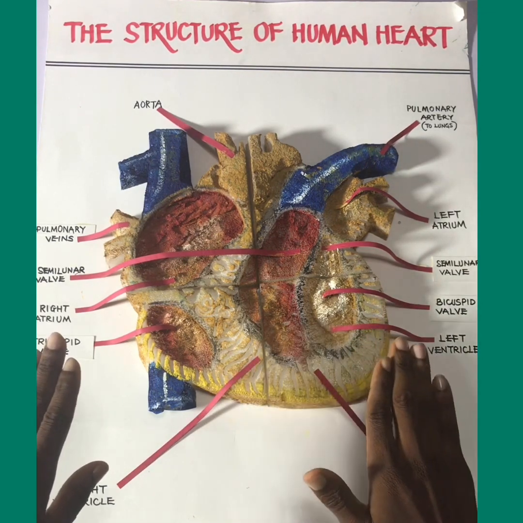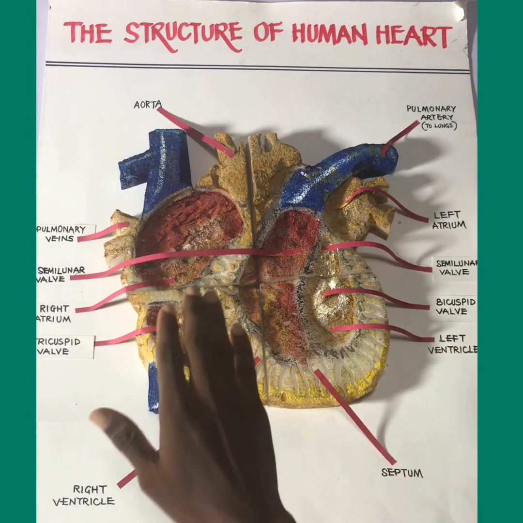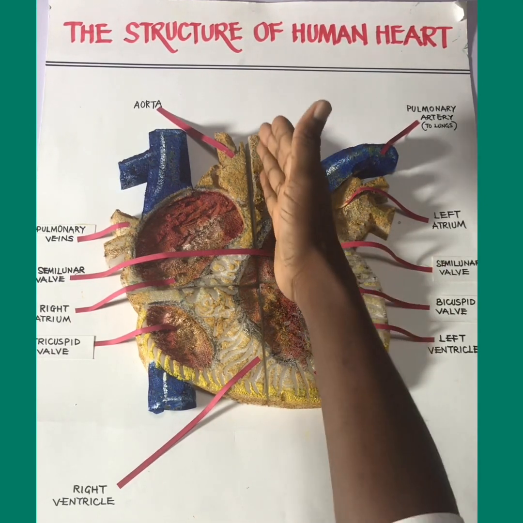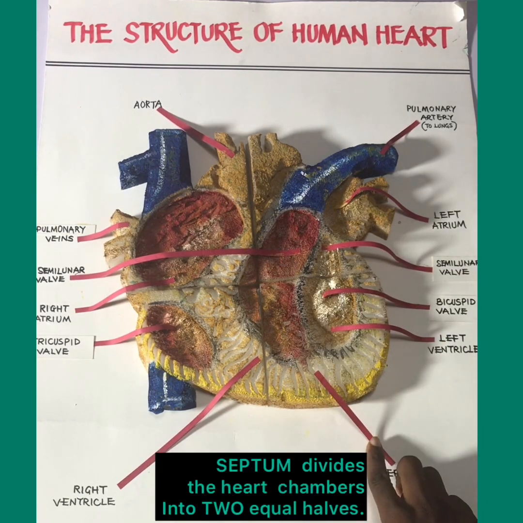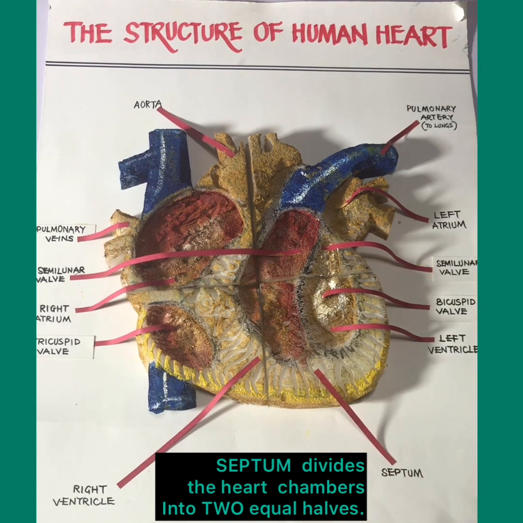So when you have a clear understanding that there are 4 chambers of the heart, then we can talk about what structure precisely divides the heart into 2 equal halves. That part is known as the septum. As you can see, the septum actually divides the heart into 2 equal halves.